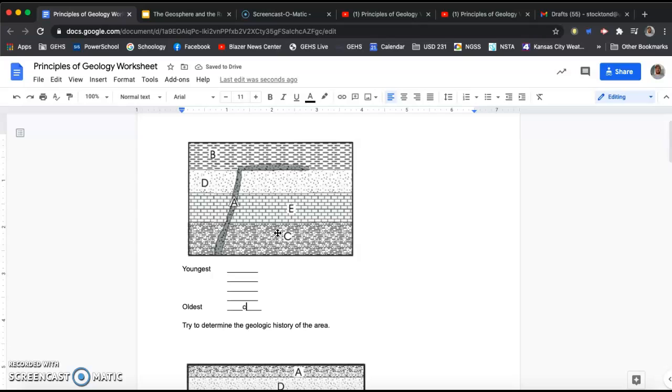After C, what comes next? Well, E is on top of C. E goes next. All right, and then after E comes D. D would be next. And after D, whoa, wait a minute. Now we have a problem. After D would not be B because A cuts through C, cuts through E, cuts through D, but doesn't cut through B. So the next one would be A. And the youngest one on top would be B.